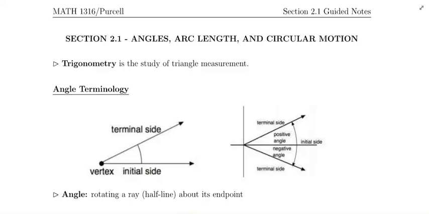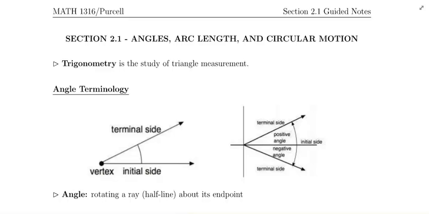Section 2.1 Angles, Arc Length, and Circular Motion. Welcome to trigonometry. Trigonometry is the study of triangle measurement. To kick things off, we are going to talk about some angle terminology.